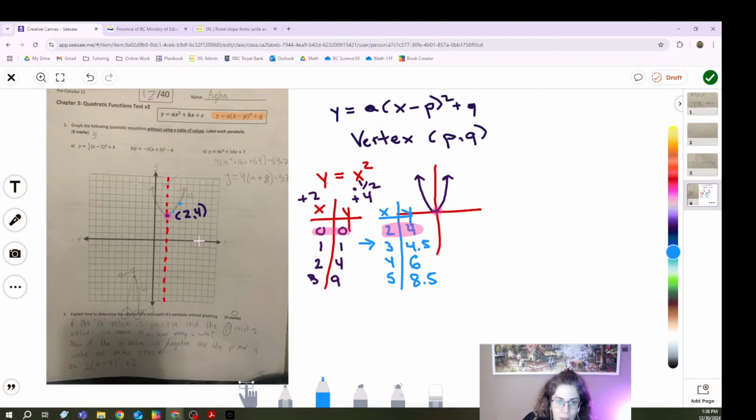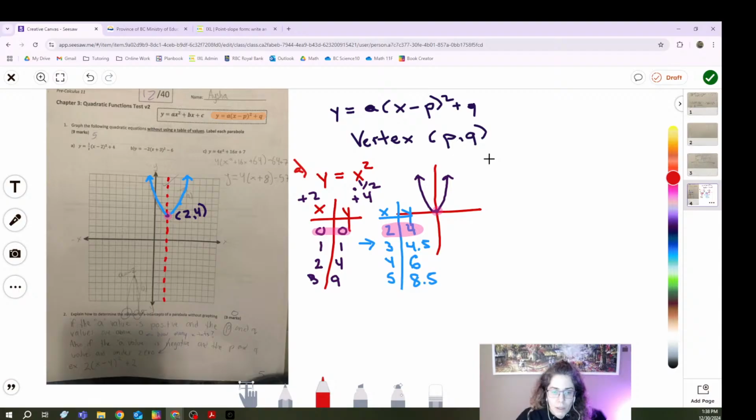So as far as not using a table of values, I would argue differently. You can get the vertex, but you kind of need to get the other piece. So I would just say go with a table of values. Ignore it. Let's try the next one, because it doesn't look like you got that one.